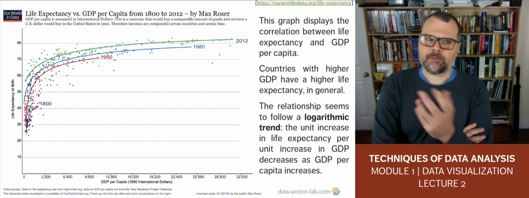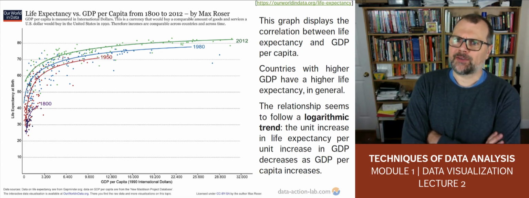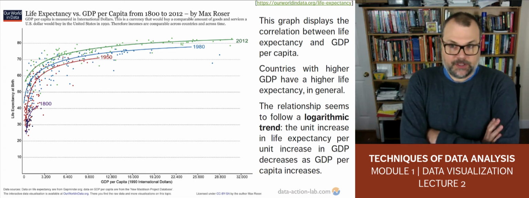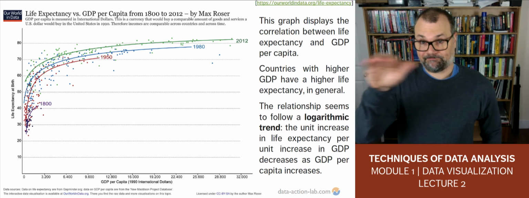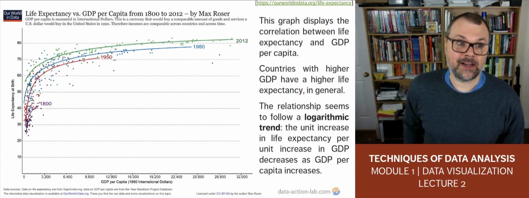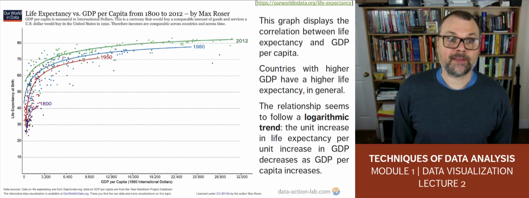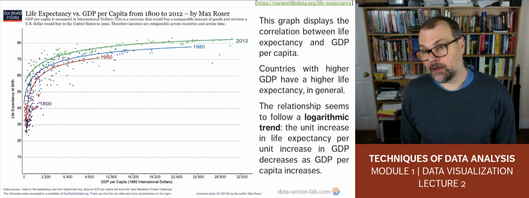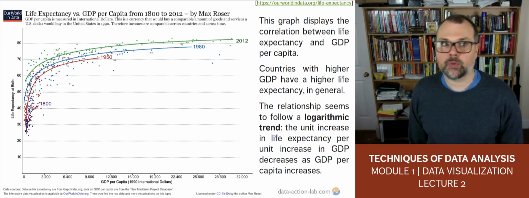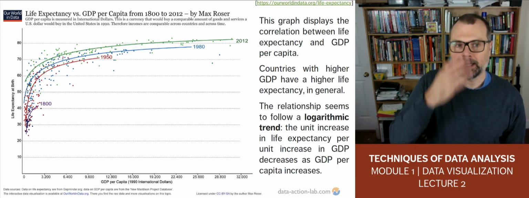You might also see something that looks like this. We're going to talk about the actual fundamental principles here. This is a series of curves. This is just like scatter plots together with a line graph, and we've separated the data into various years by color. So the green points and line represent what's happening in 2012. In blue we have 1980, in red 1950, and in purple 1800.